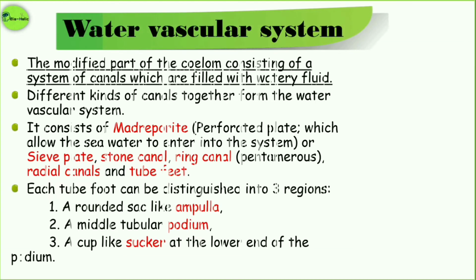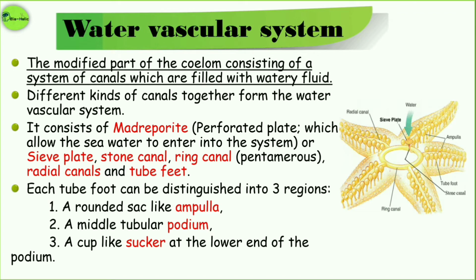So now the water vascular system. The water vascular system is one of the most important features in the echinoderms, and it is a modified part of the coelom consisting of a system of canals which are filled with watery fluid. This water vascular system consists of the madreporite. What is the madreporite? The madreporite is a kind of perforated plate, also known as the sieve plate, and it allows seawater to enter into the system of echinoderms.